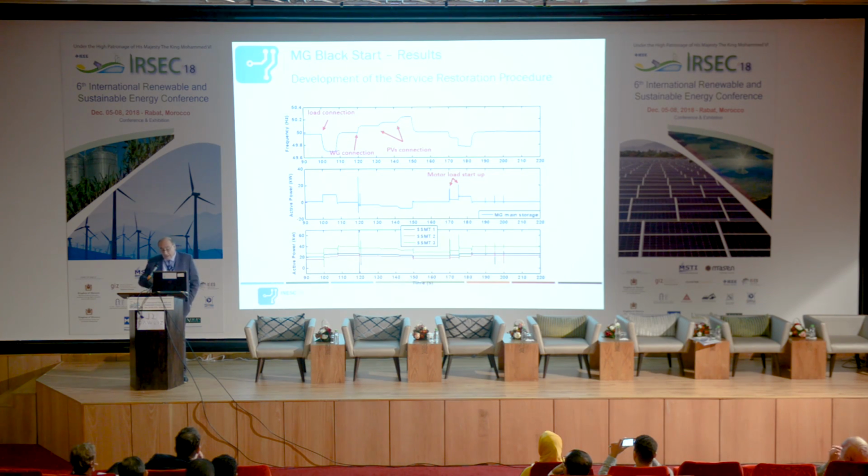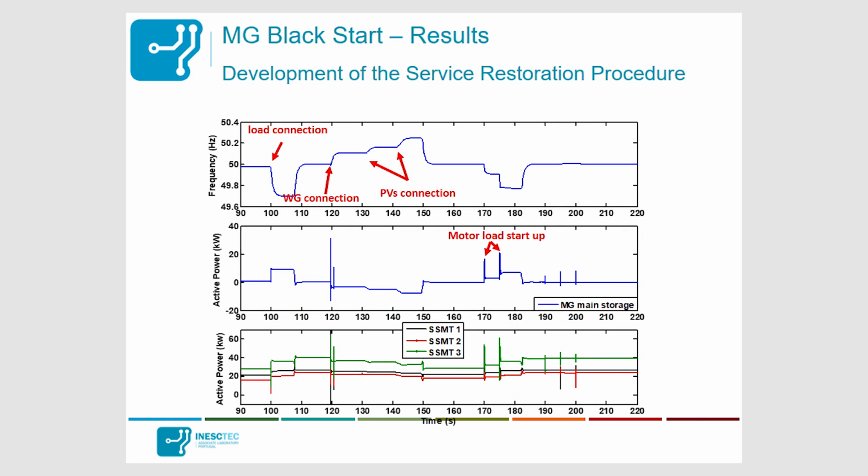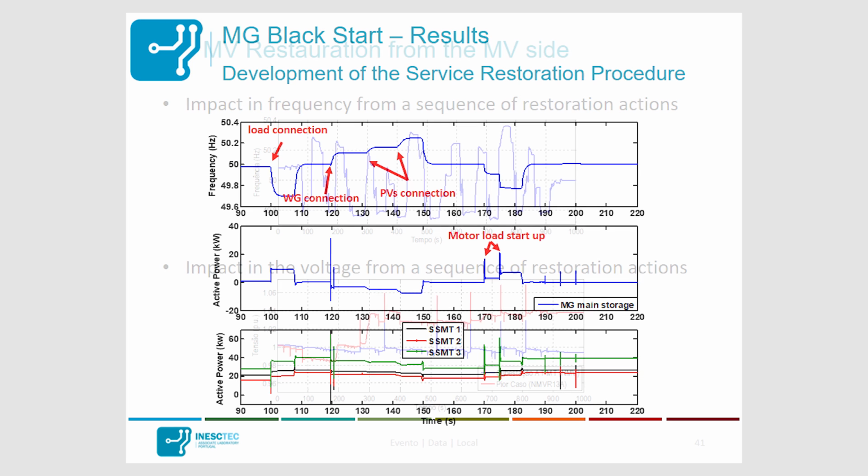And in this case, we have even simulated motor load startups, just to see if the microgrid during the restoration stages was robust enough to face motor load startups, and it was possible. And we can see also here the active power, I suppose, from the voltage source inverter, and so the battery as a matter of fact, and this is the power from the different microturbines and the way how they were responding.